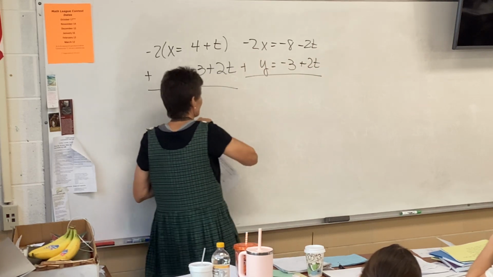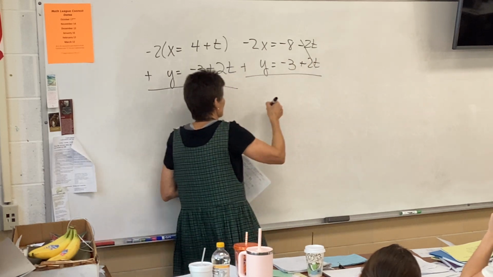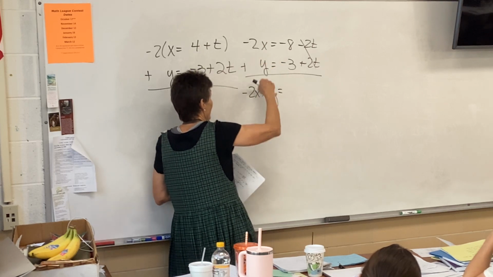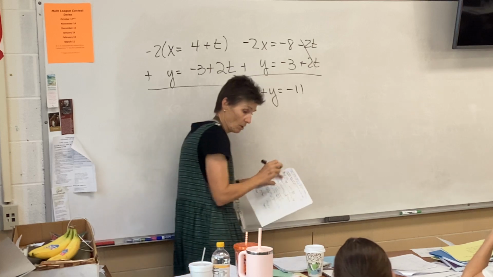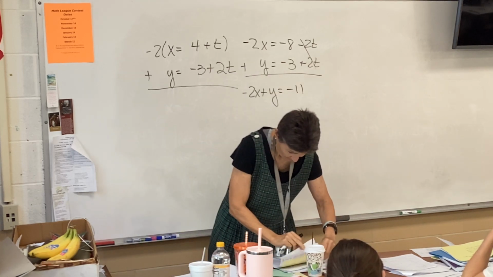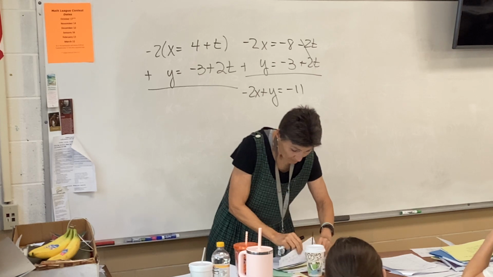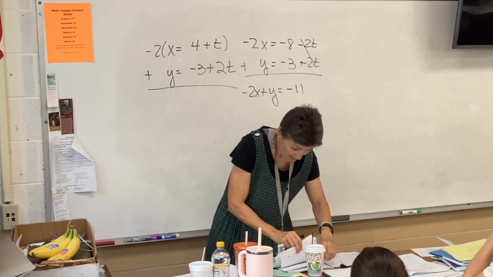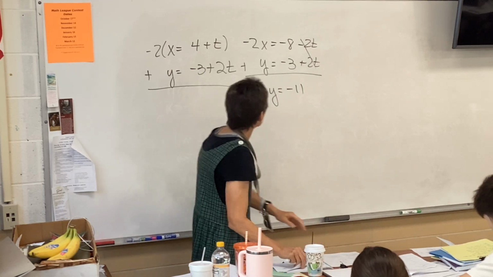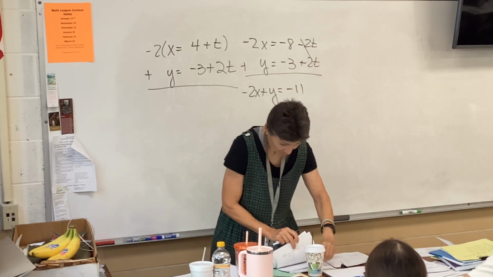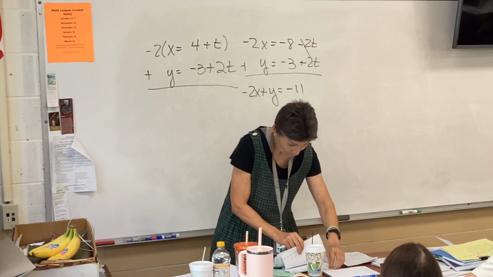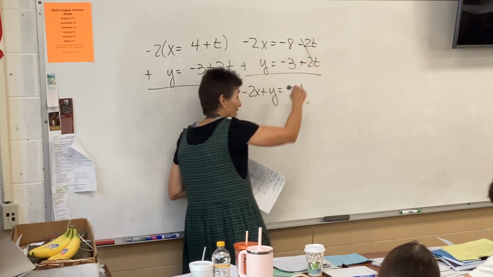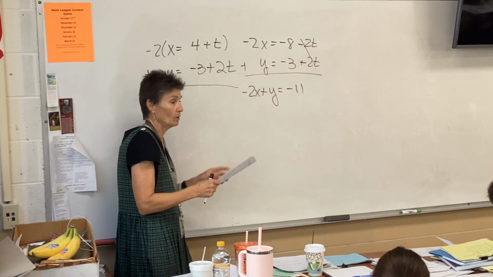And then when we added, those canceled, and we were left with -2x plus y on this side, and -11 on that side. Where does the negative come from? Is that from the 2t? I need to make those t's cancel out. Originally it was a plain t and the other one is a 2t, so if I multiply by -2 to make that a -2, then when I add them, they'll cancel. It's regular elimination, like you've done all along.